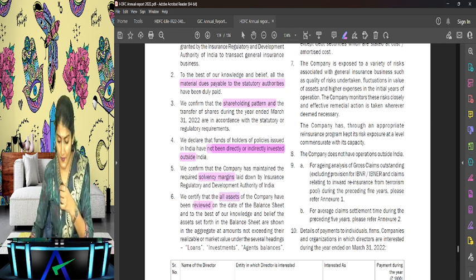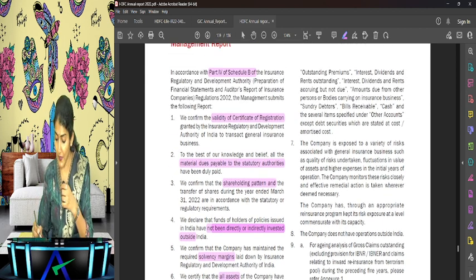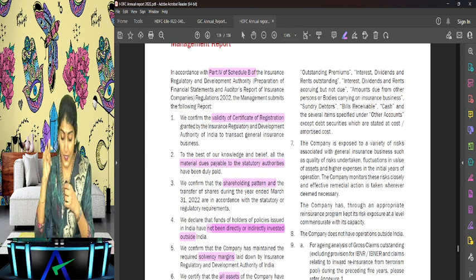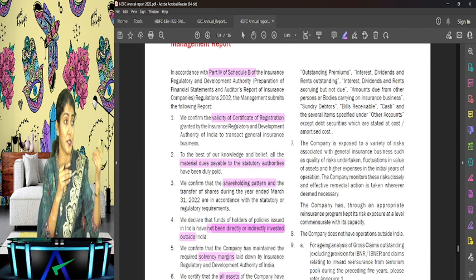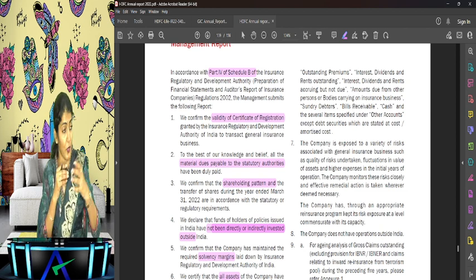Right, so what have we seen over here right now? The first 6 points over there. We confirm the validity of the certificate of registration. Then, to the best of, who is saying all this? Management of the insurance company. That all material dues payable to the statutory authorities have been paid.